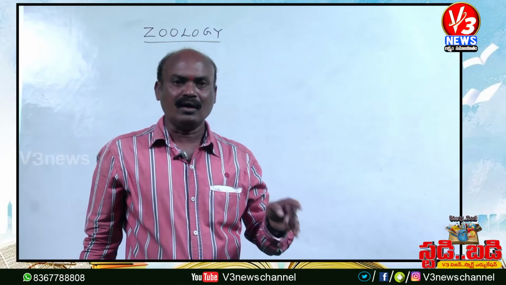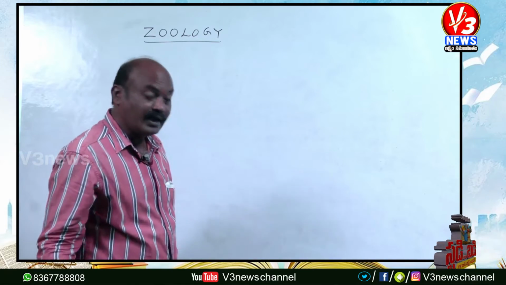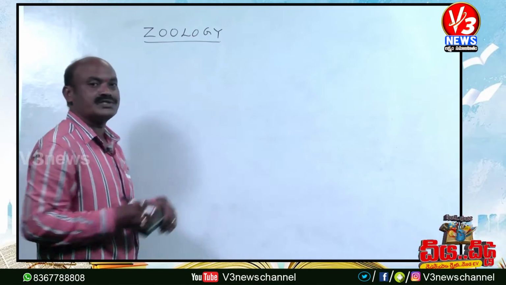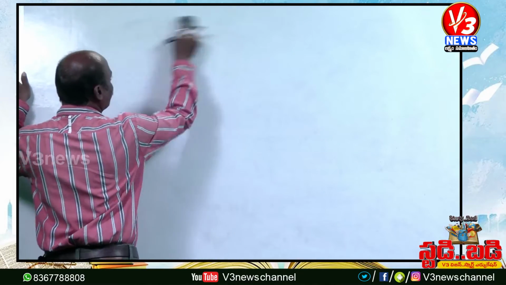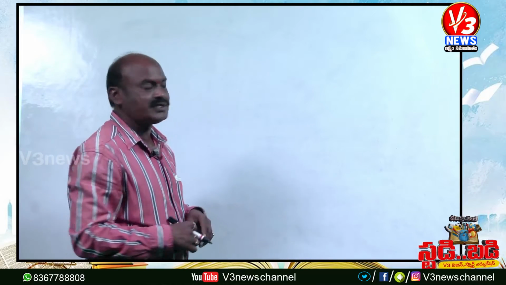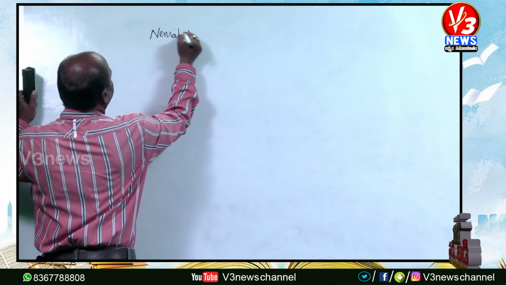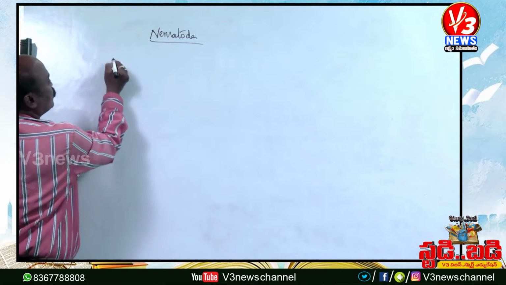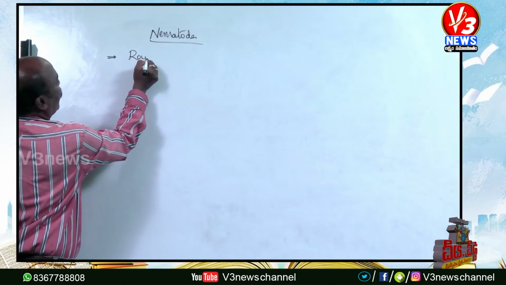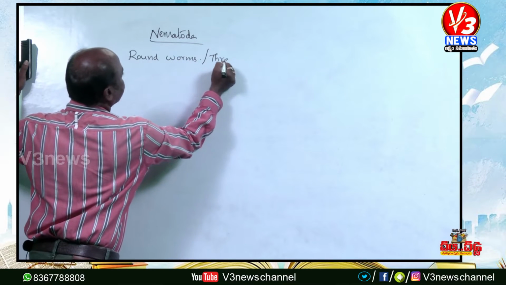So that's Porifera, Cnidaria, Ctenophora and Platyhelminthes. Now today we are going to take one more invertebrate phylum, Nematoda. Cnidaria and Platyhelminthes we have already completed in our previous classes. Nematoda members are commonly called roundworms or threadworms.